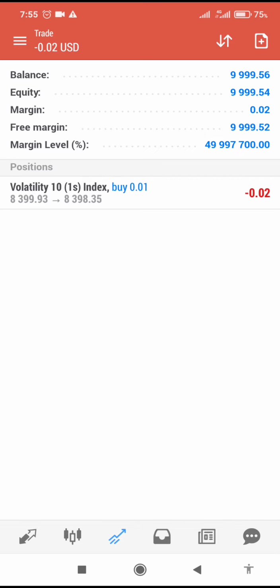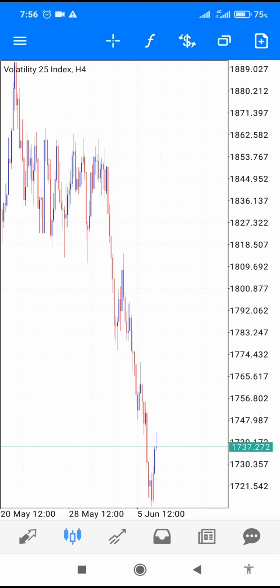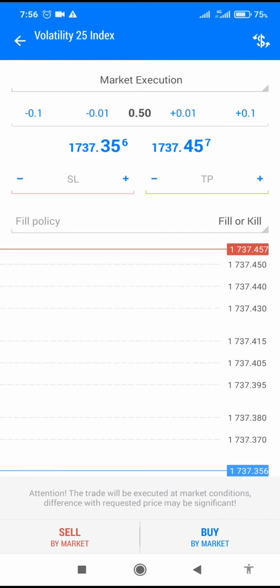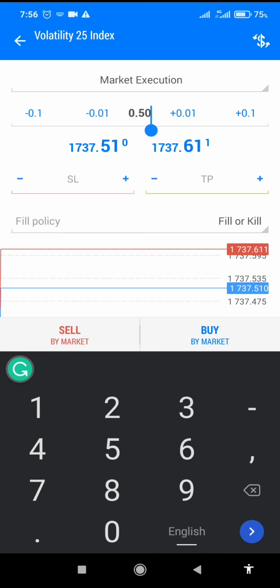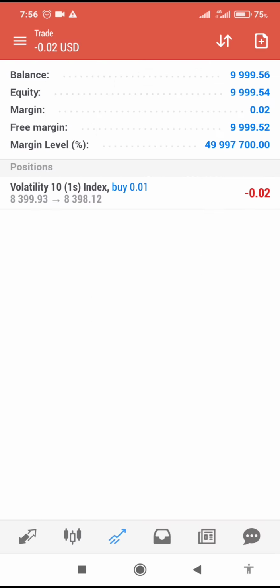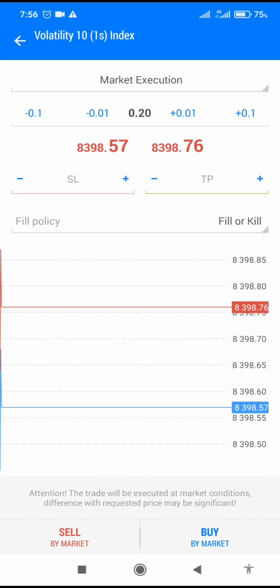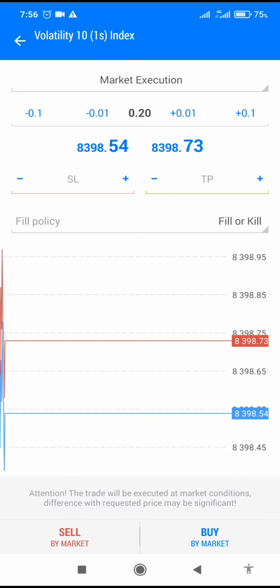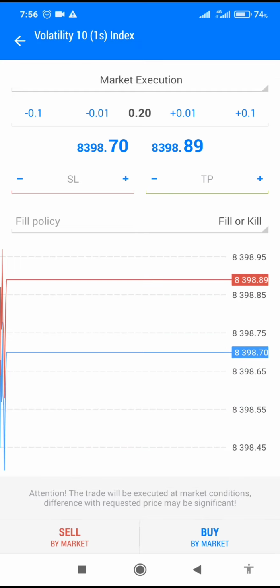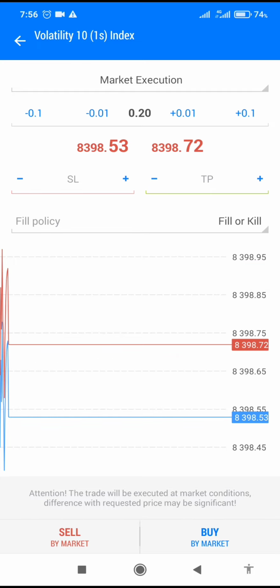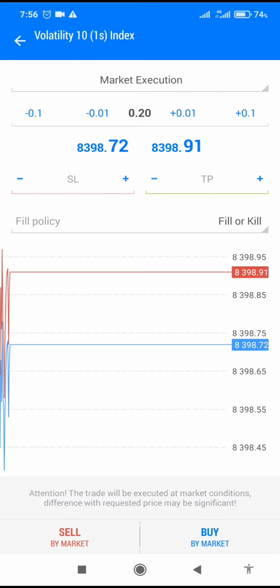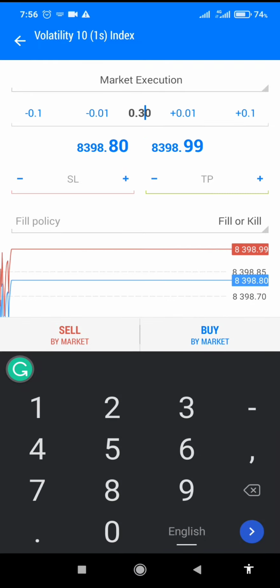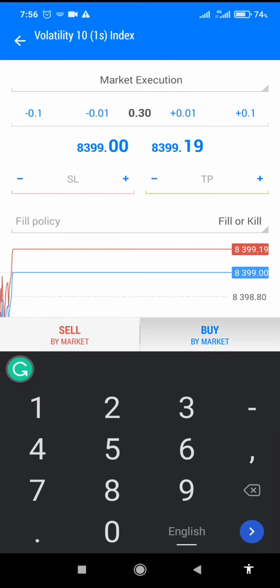So let's further reduce it to 0.10. Let's assume that we want to use 0.10 as our lot size. The minimum lot size of this market, I'm going to be using this particular one again. Okay, so the minimum lot size for this one is 0.20, and I wish to trade with 0.10. So what I need to do is add 0.10 to this 0.20. That will be 0.30. So now I have to open my trade with 0.30.